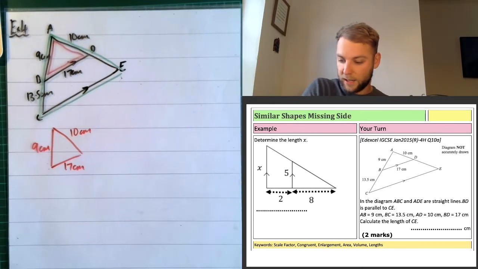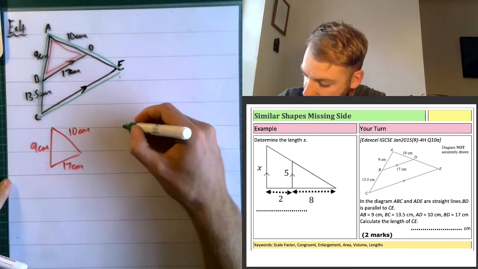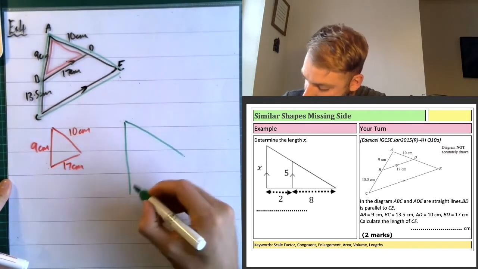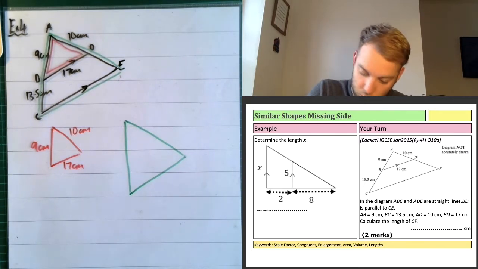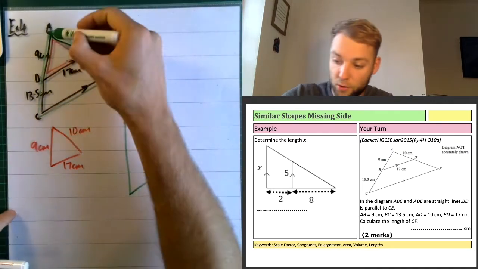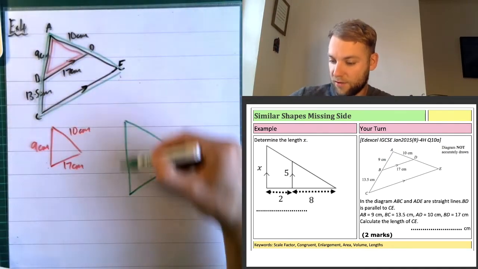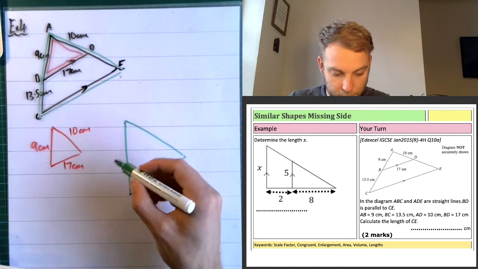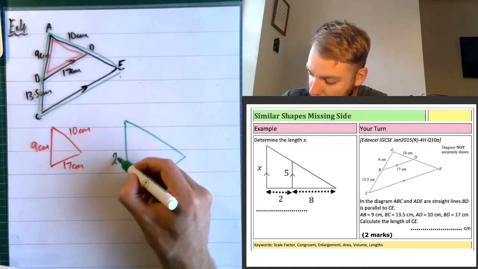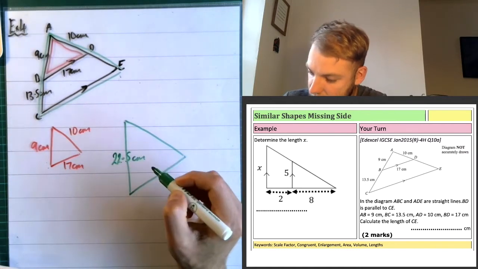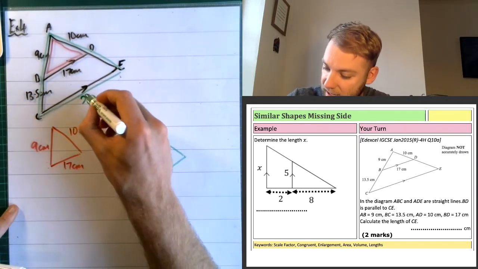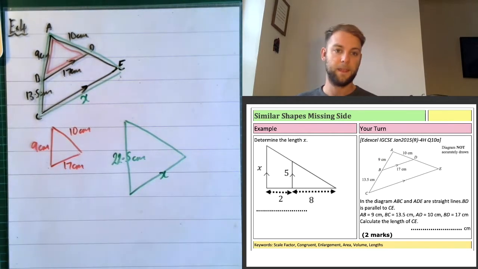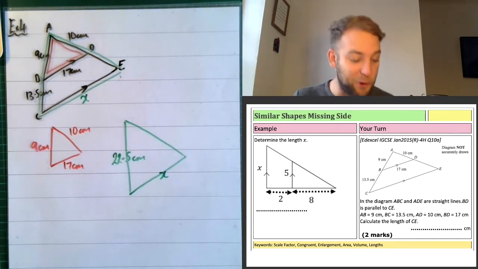The green triangle, which is the bigger one here, so this triangle here, from here to here is going to be the 9 plus 13.5, which is 22.5. Because look, it's all that length there, isn't it? That's what this green triangle is here. So 9 plus the 13.5, which is 22.5 centimetres. And that's all I know, but I'm trying to find out this length here, which is C to E, which I'll call X. And again, once I've got to that stage, it becomes really easy.